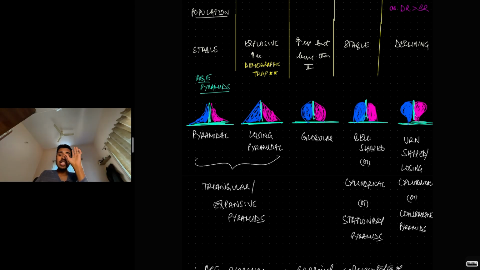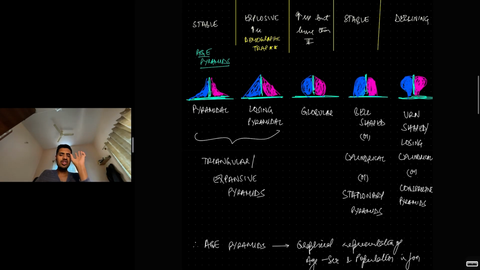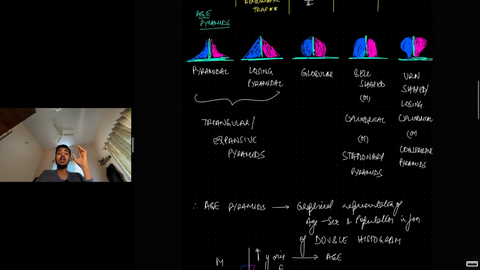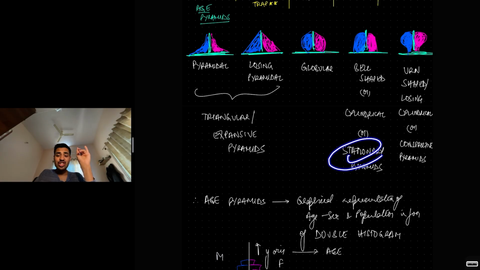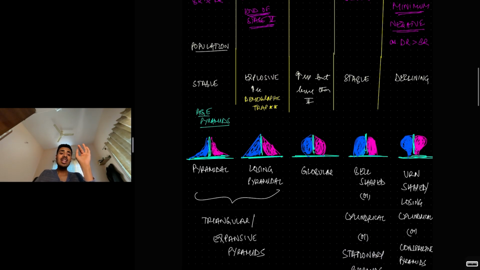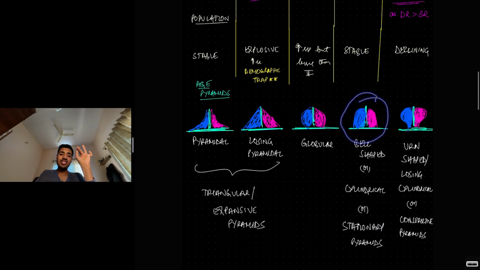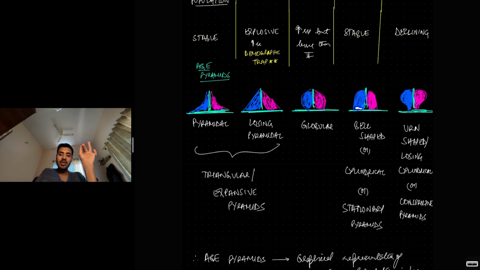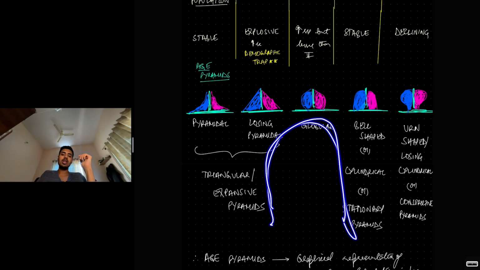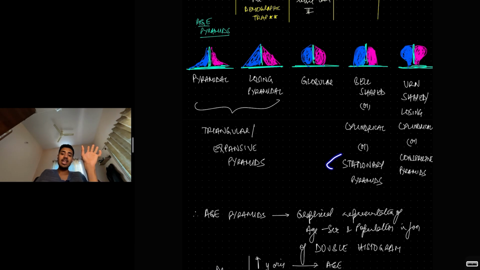Stage 4 is bell-shaped or cylindrical, also known as stationary pyramids. Why? Because these are seen in the late stationary stage, that is a stable population, where pre-reproductive, reproductive and post-reproductive groups are all almost the same. Obviously you'll have less of the post-reproductive age group because as people get older, they tend to die. But you have that bell-shaped distribution, that is the ideal stationary pyramid.